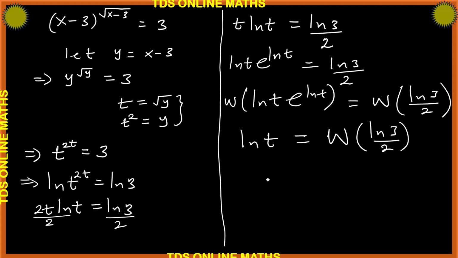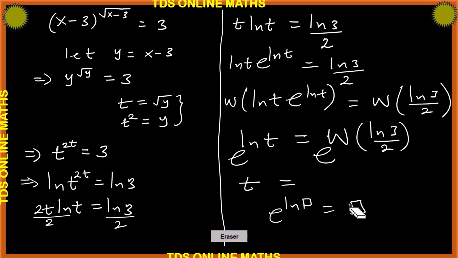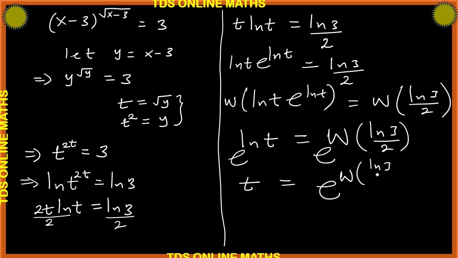So what do we do? We need to remove this ln here. Remember, if I raise both sides with e, the ln will vanish on the left hand side. Just as we said, e raised to ln of box is equal to box. So once you raise this one with that, this one will vanish. So my answer here is t equals e raised to that W function of ln of 3 over 2.